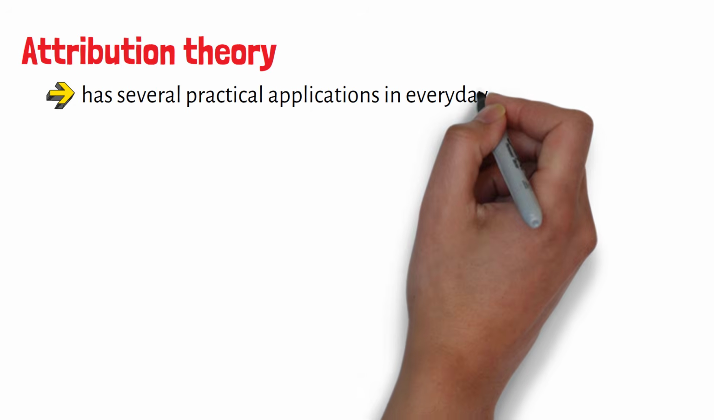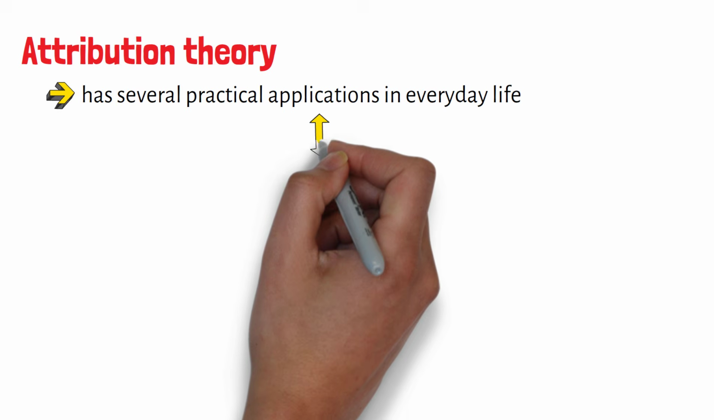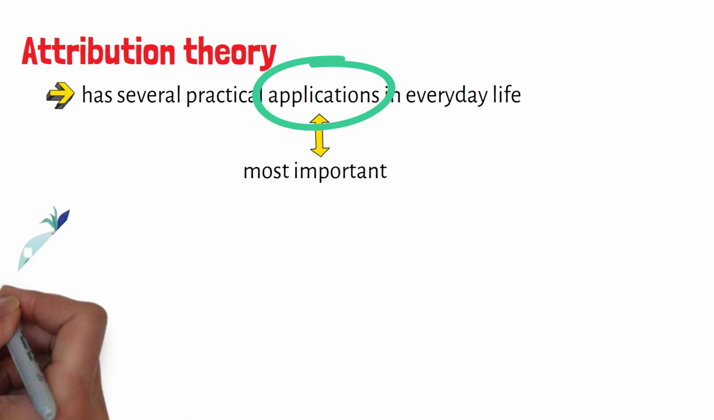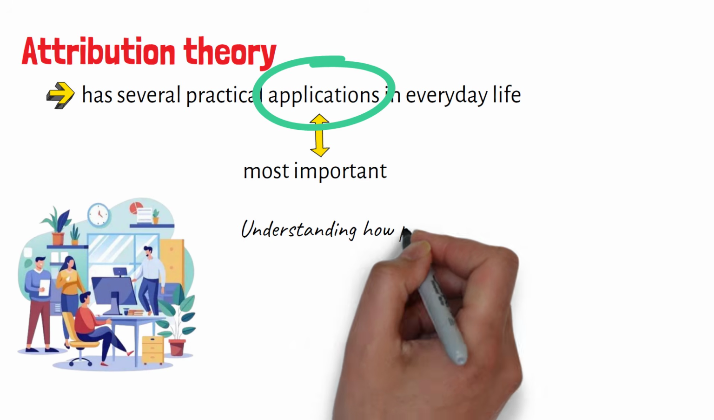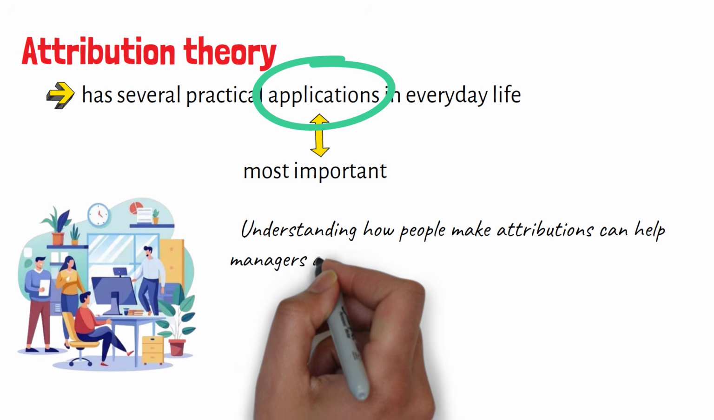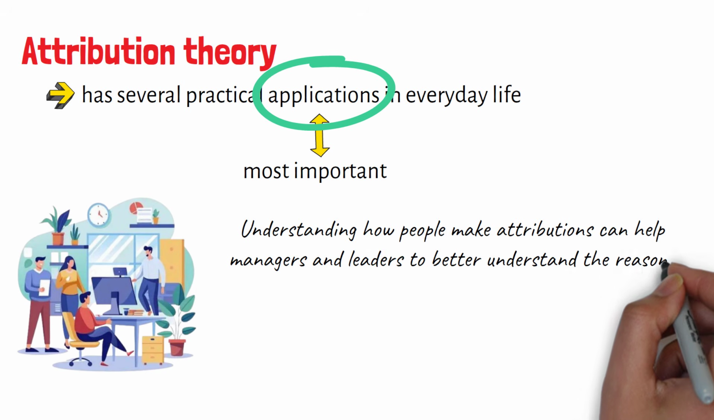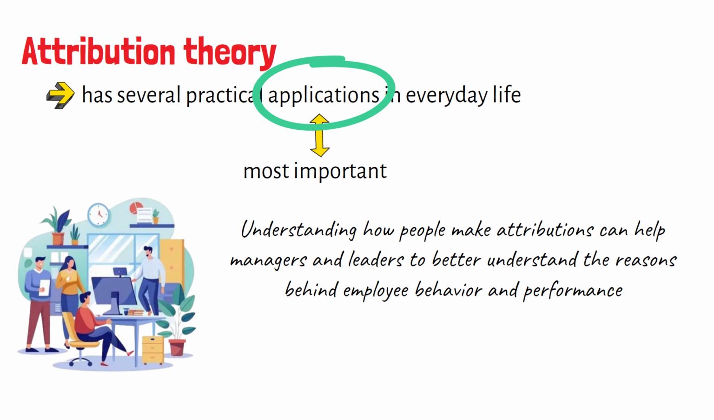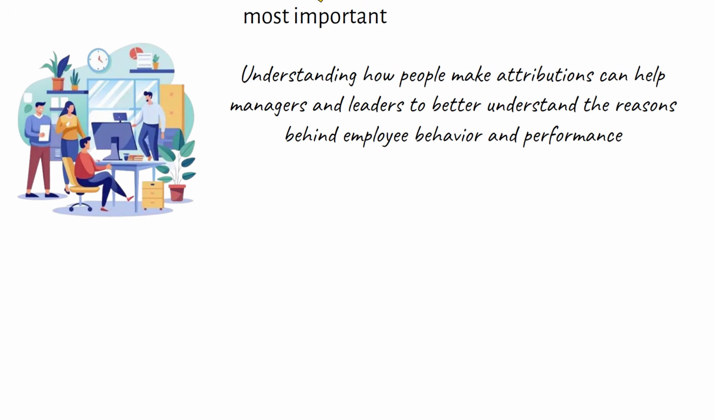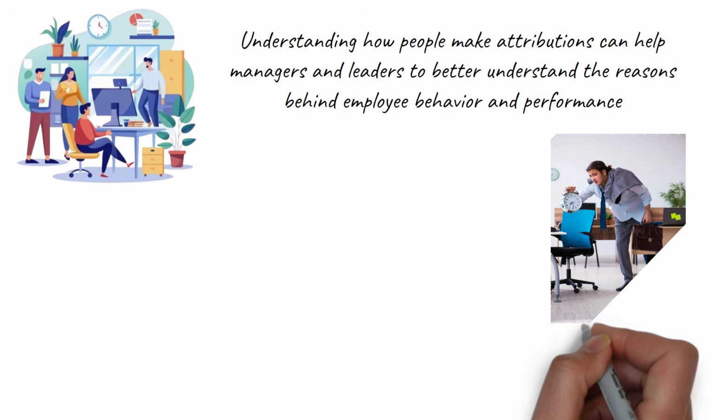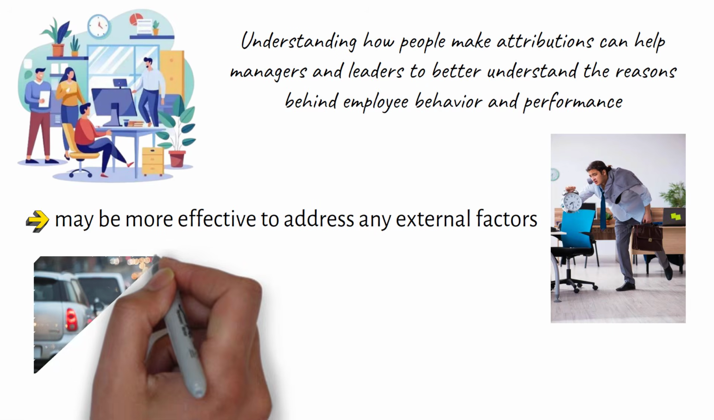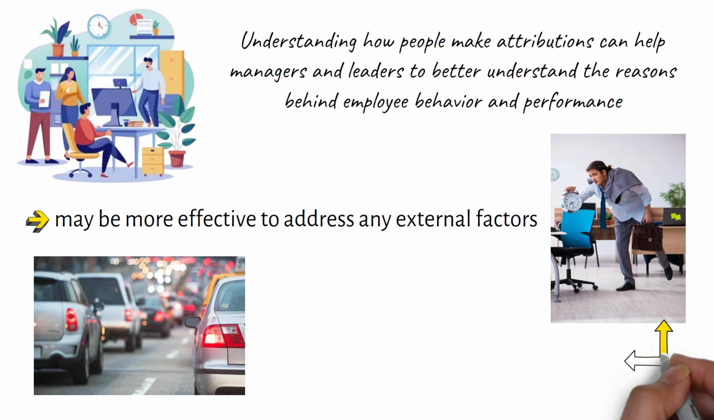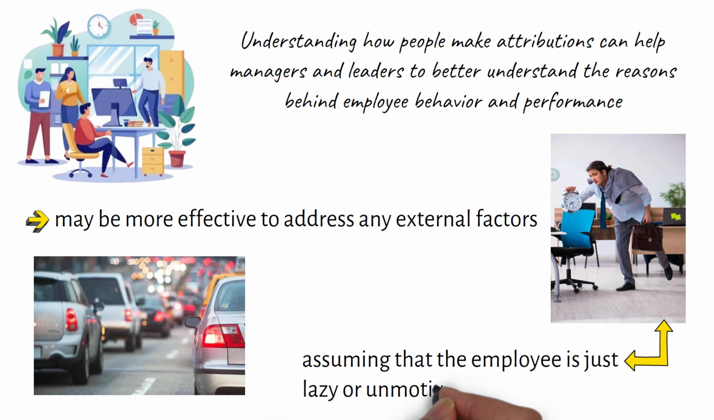Attribution theory has several practical applications in everyday life. One of the most important applications is in the workplace. Understanding how people make attributions can help managers and leaders to better understand the reasons behind employee behavior and performance. For example, if an employee is consistently late to work, it may be more effective to address any external factors, such as transportation issues, rather than assuming that the employee is just lazy or unmotivated.